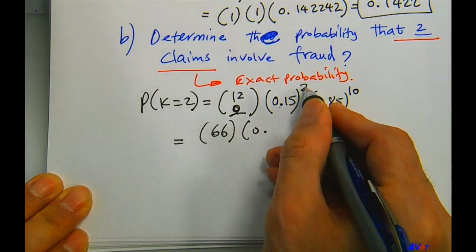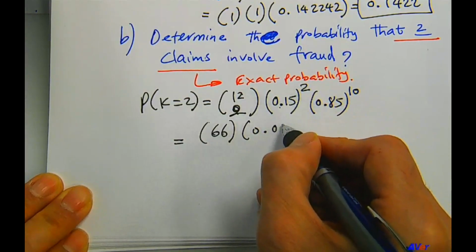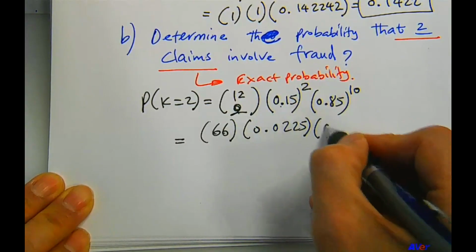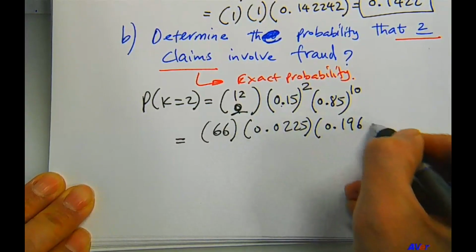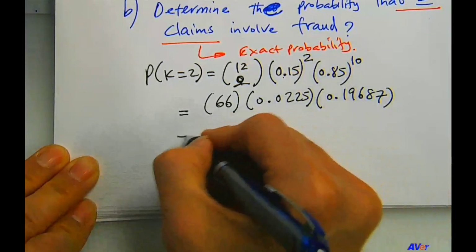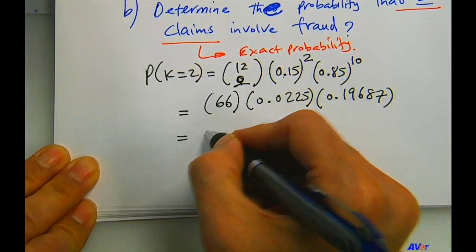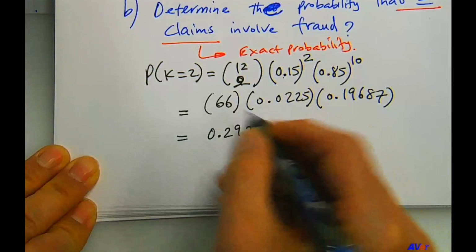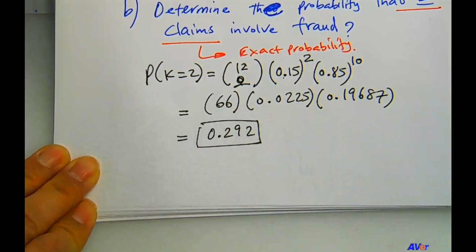Times 0.15 to the second power is 0.0225. 0.85 to the 10th power is 0.19687. Equals, and multiply all of this, and you should get 0.292. And please double check my numbers.